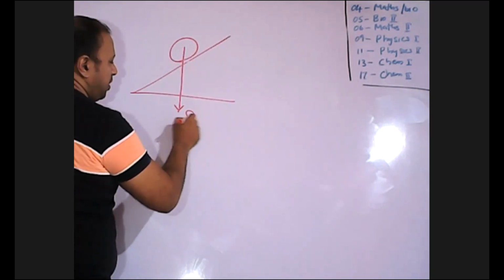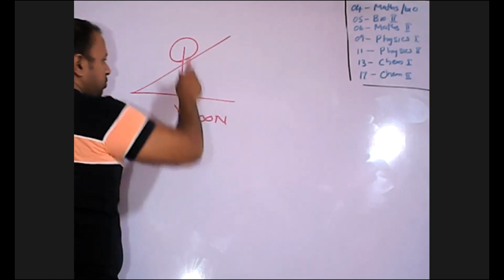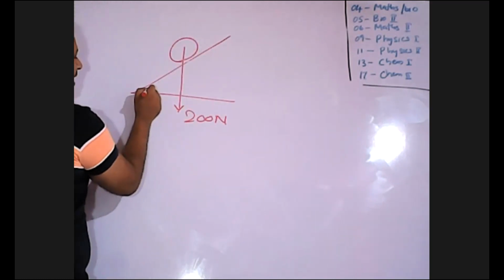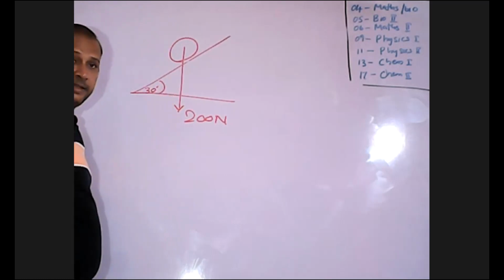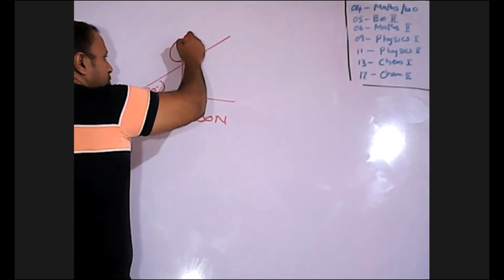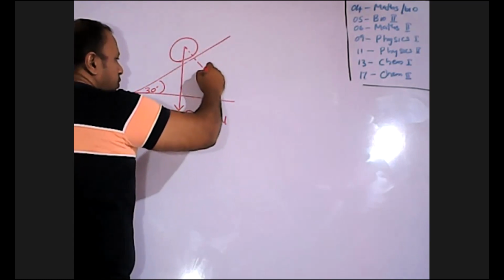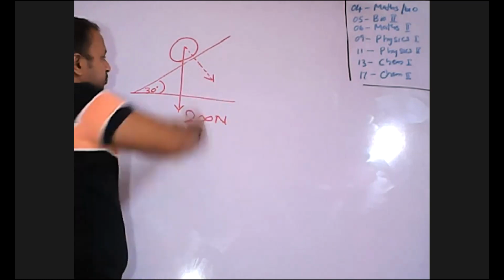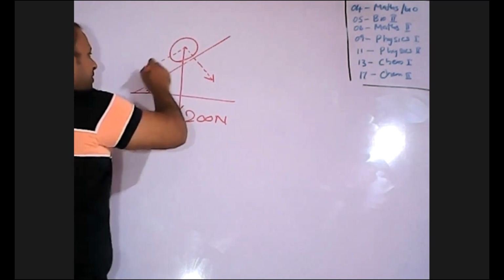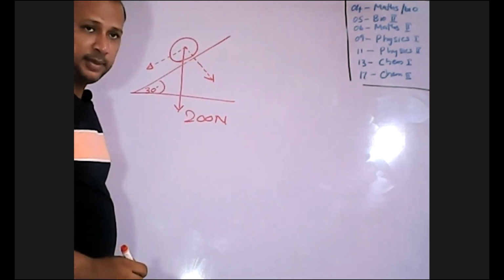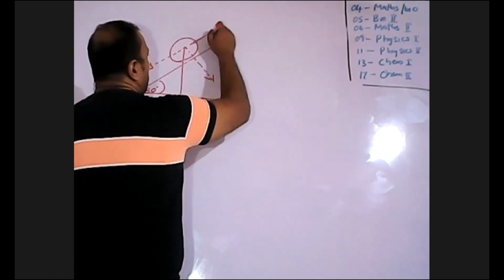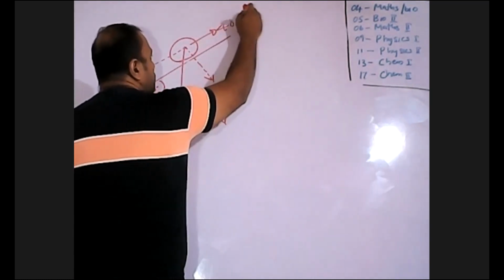Now, there is a force of 200 Newton, which is its weight. This angle is 30. Therefore, I decide to resolve this force into two components, perpendicular to this plane and along this plane. Because there's another force along this plane which is equal to 40 Newton.